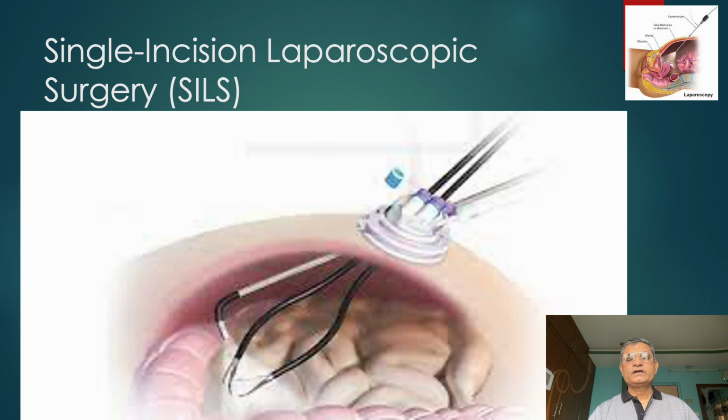SILS stands for single incision laparoscopic surgery. Here there is only single incision. It is a specialized form of minimally invasive surgery. The entire surgical procedure is done through a single incision. Usually the single incision is placed at the level of umbilicus. Here the instruments are flexible, they are not rigid. You can see they can bend.